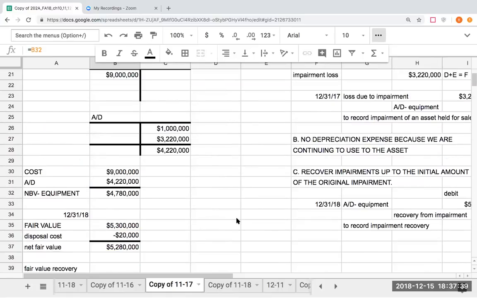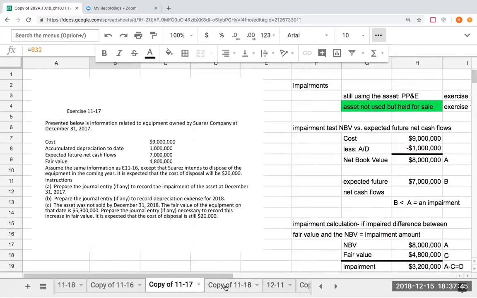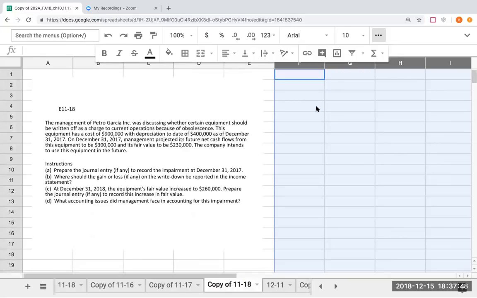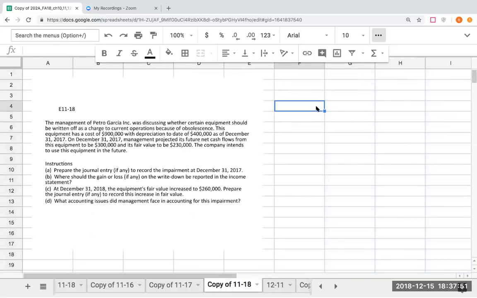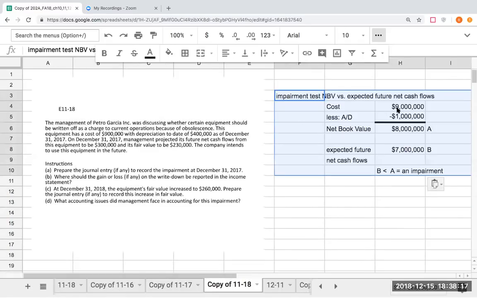So that is exercise 1117. And let's go take a look at exercise 1118. Okay, so we've got here the management of Petro Garcia discussing whether certain equipment should be written off as a charge to current operations because of obsolescence. This equipment has a cost of 900,000 with depreciation to date of 400, and then we've got the fair value. So we can go here and do our impairment test. We'll just change around the numbers. And so here, my cost is 900,000.